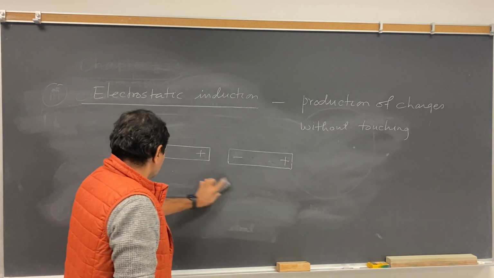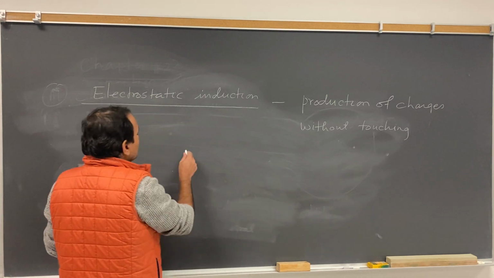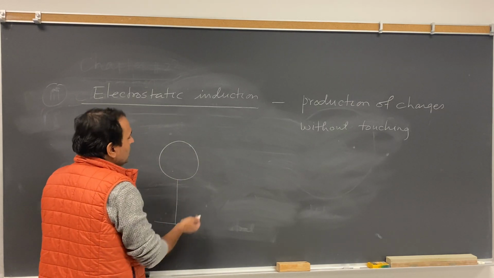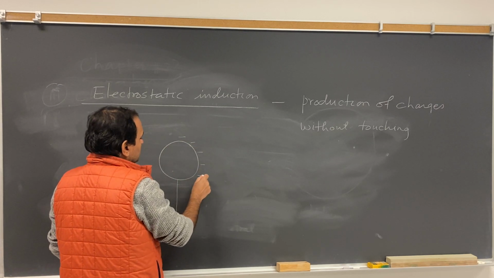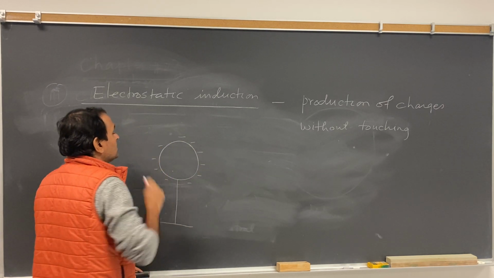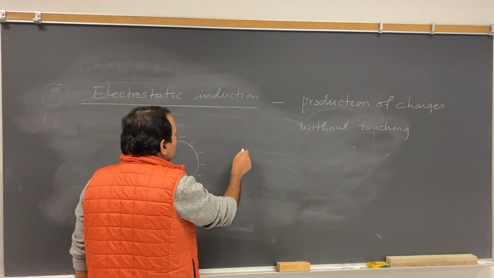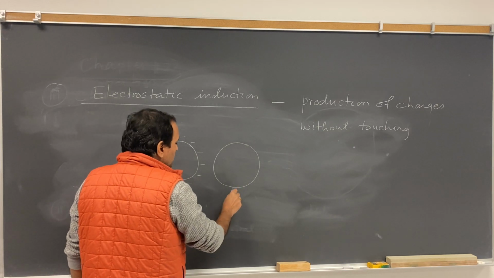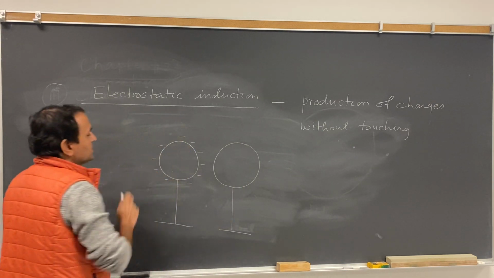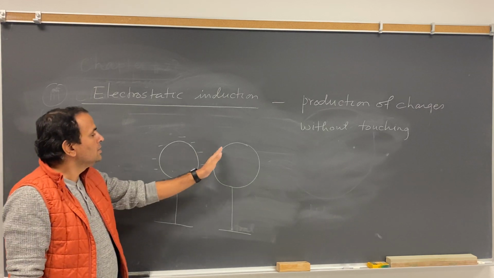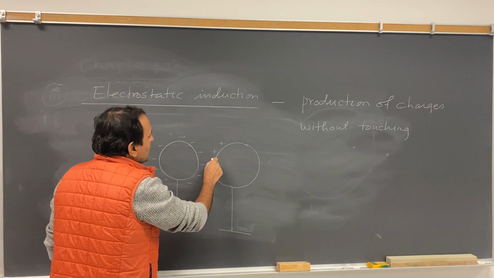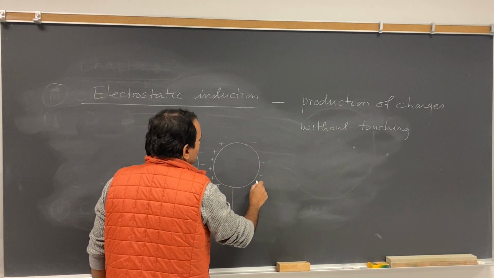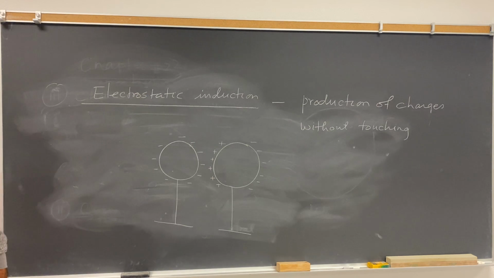For example, another one, let us suppose here you have a sphere, and let us suppose this is negatively charged, like this, and if you bring another sphere here, a neutral sphere, very close, don't touch, but bring close to the negatively charged rod. Now what happens? This side becomes positively charged, and this side becomes negatively charged. This is also electrostatic induction, same thing.